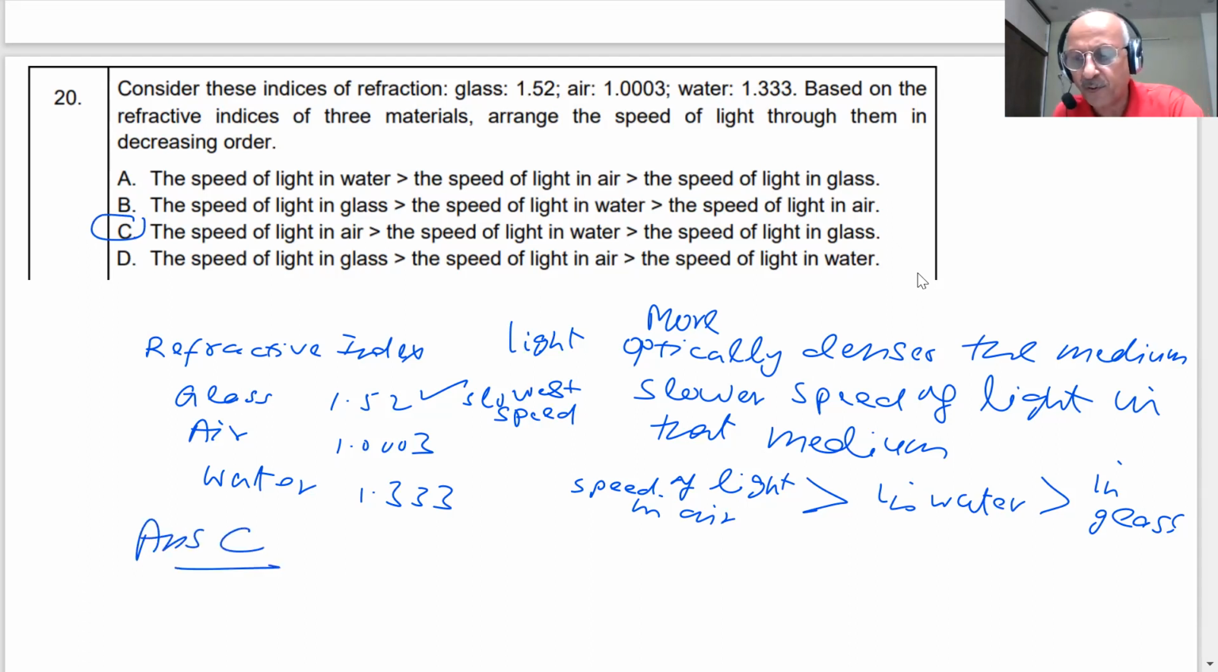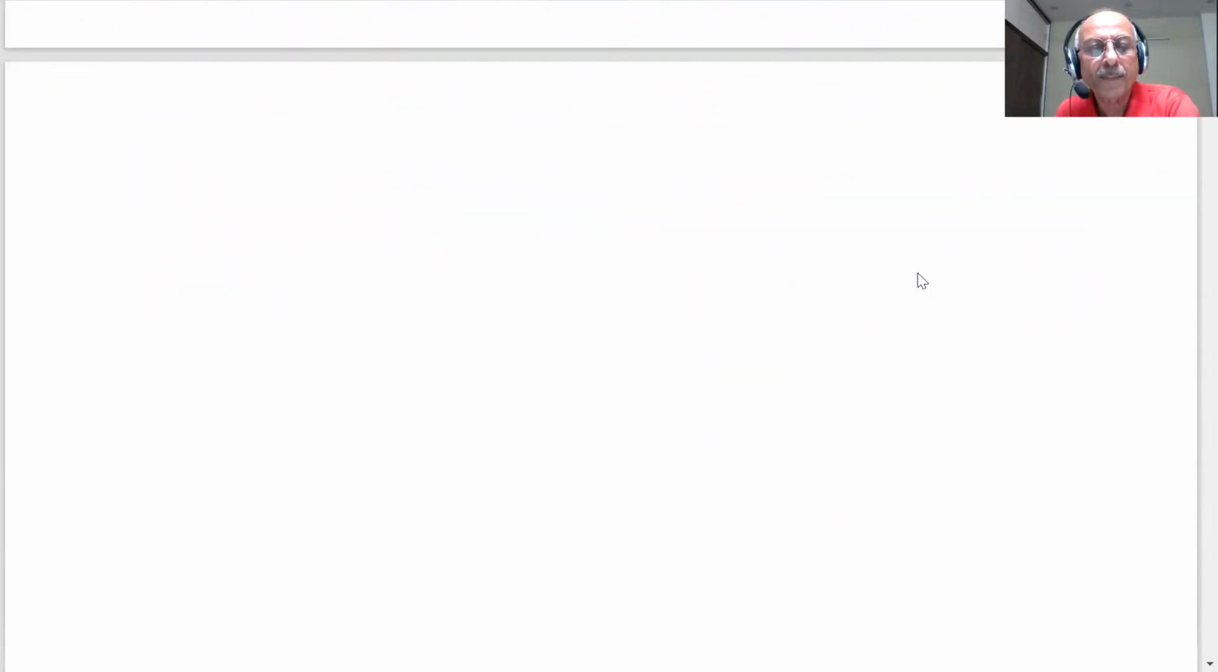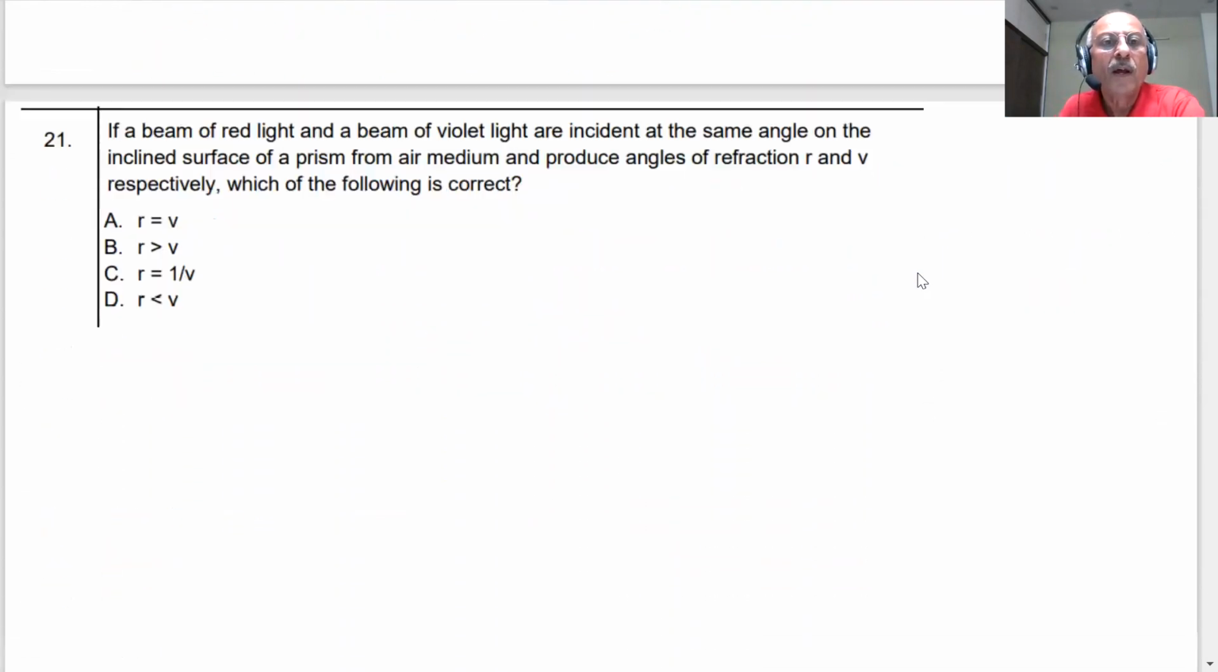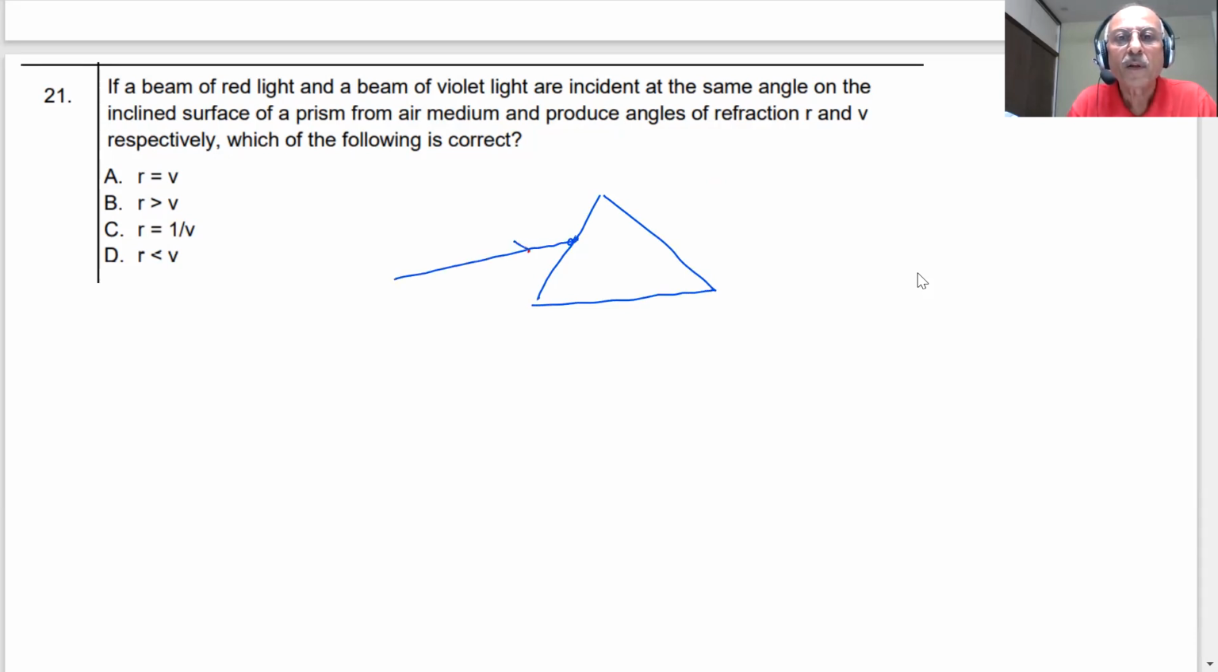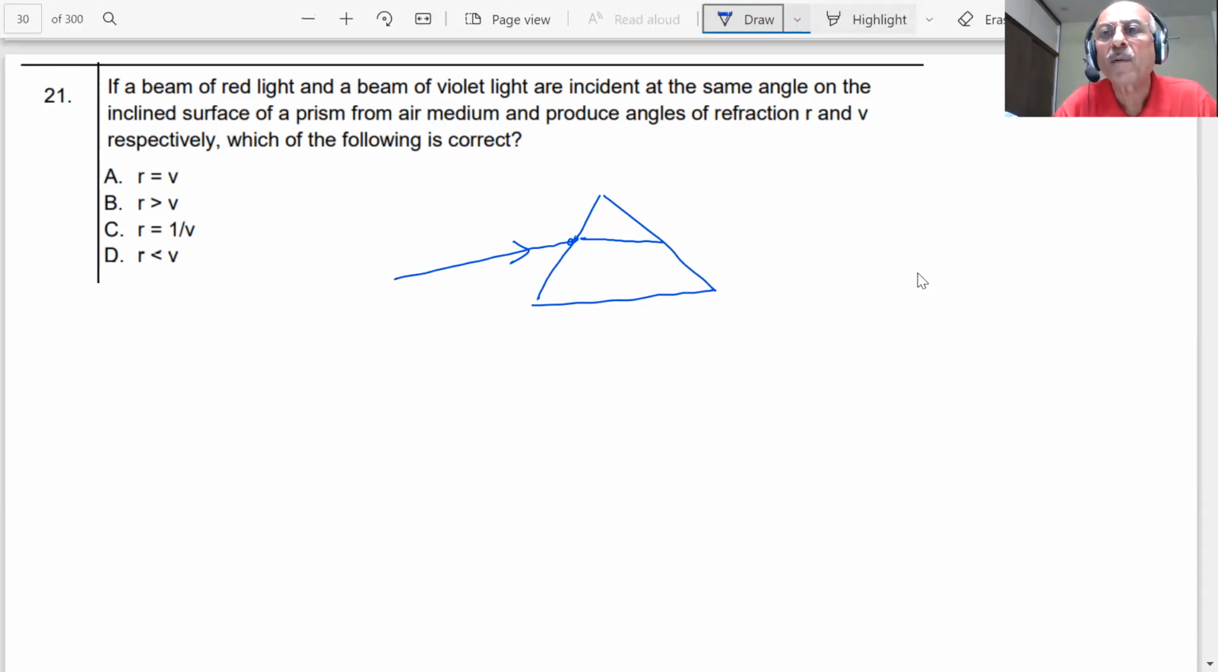All right, next question. If a beam of red light and a beam of violet light are incident at the same angle on the inclined surface of a prism. Student, you have a prism. Okay? Supposing this is the point. This will happen, student. What is happening? If a beam of red and a beam of violet light. Let me change the colors then. Let me change the color, student.